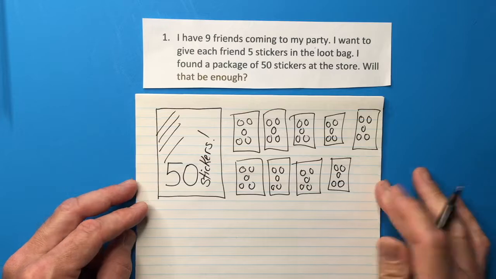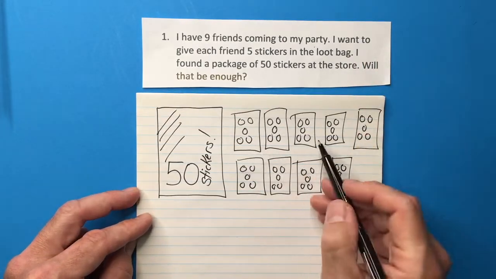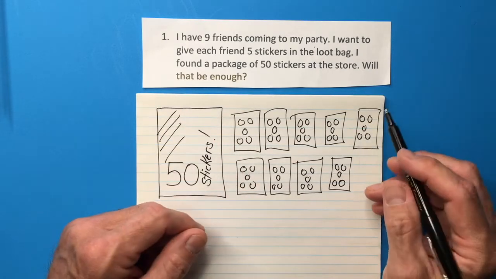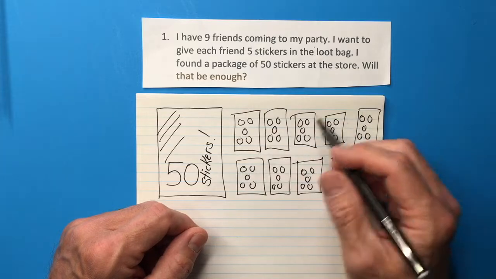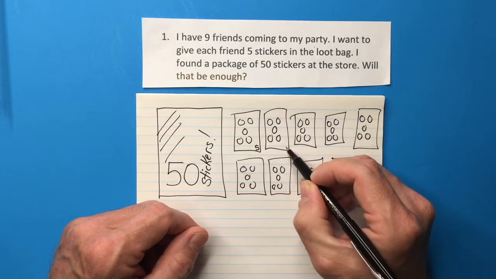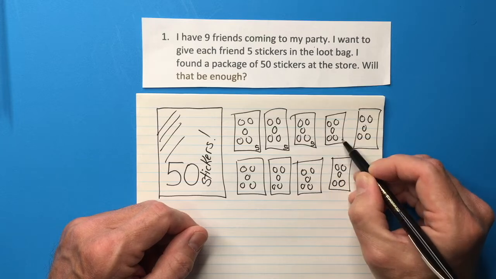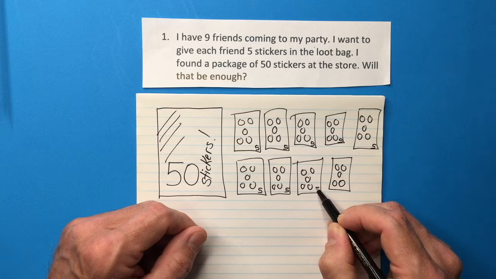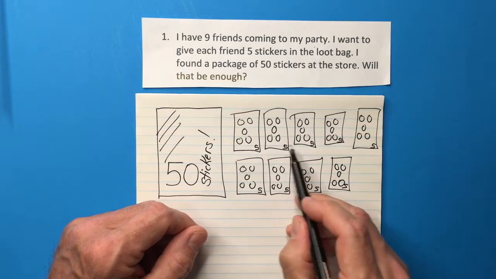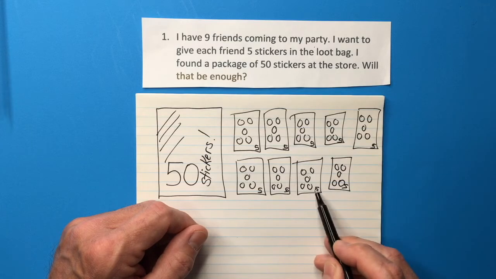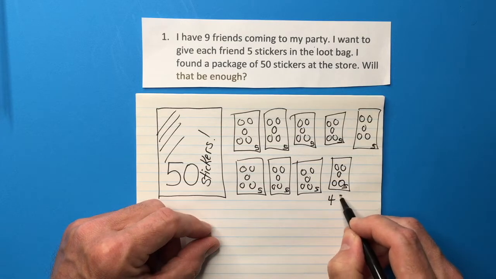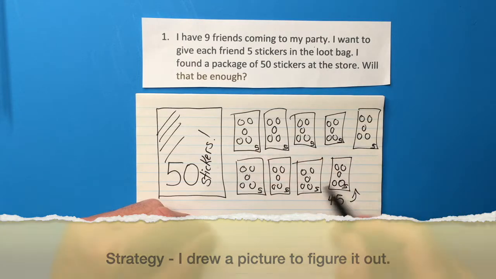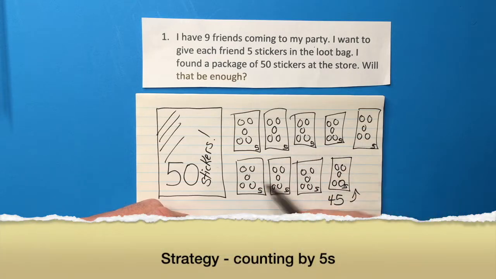So now I've put 5 stickers in each loot bag, and now I can use another strategy, and that is counting by 5s, or counting in multiples of 5, to figure out how many stickers are in each one. So we've got 5 plus 5 is 10, 15, 20, 25, 30, 35, 40, 45. So I put 45 stickers in all these bags by drawing a picture. Remember, drawing a picture is a strategy. Counting by 5s is a strategy.